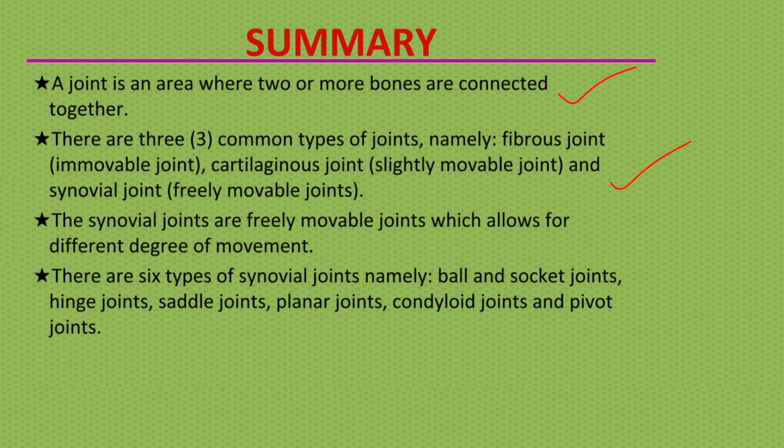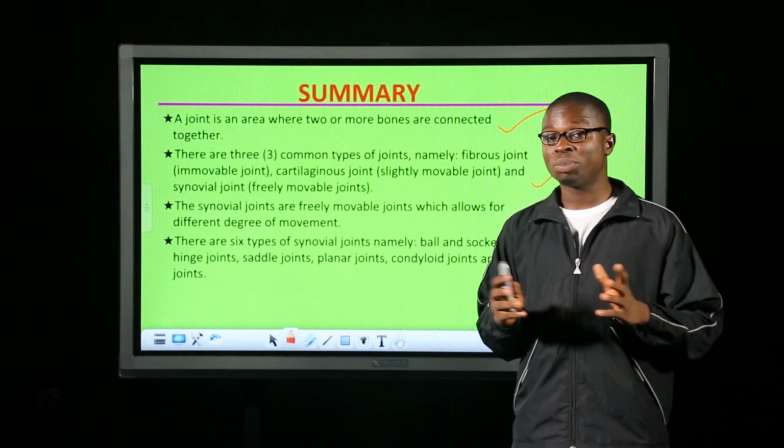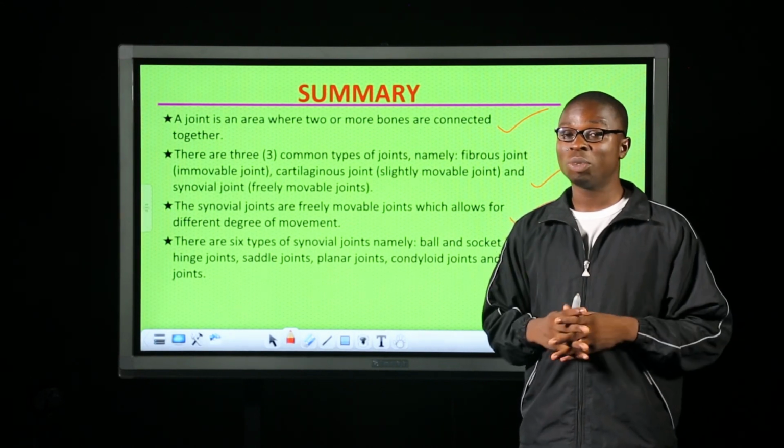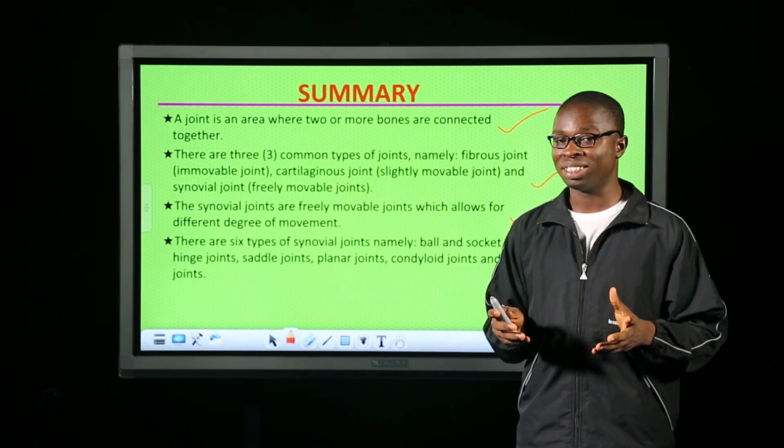Also, we learned that synovial joints are freely movable joints, which allow for different degrees of movement. And finally, we learned that there are 6 types of synovial joints, namely ball and socket joints, hinge joints, saddle joints, planar joints, condyloid joints, and pivot joints. Now, we'll be having some test questions to see how much we've learned so far in today's class.